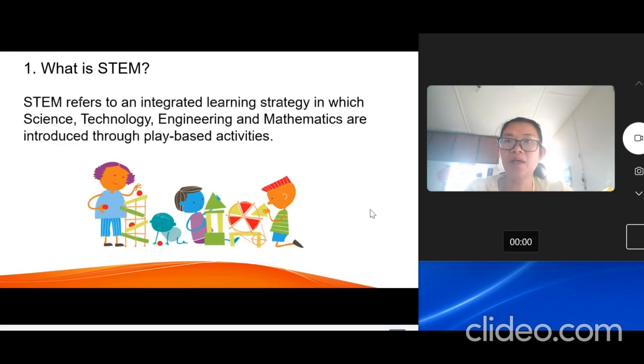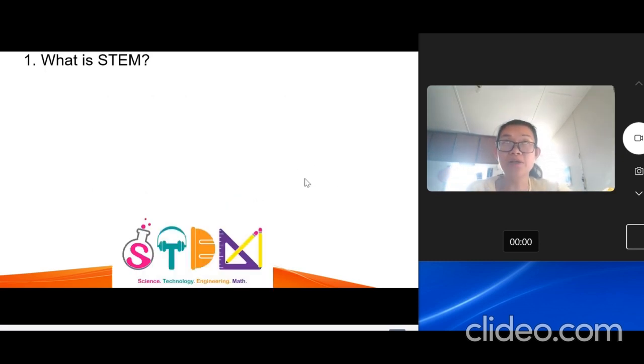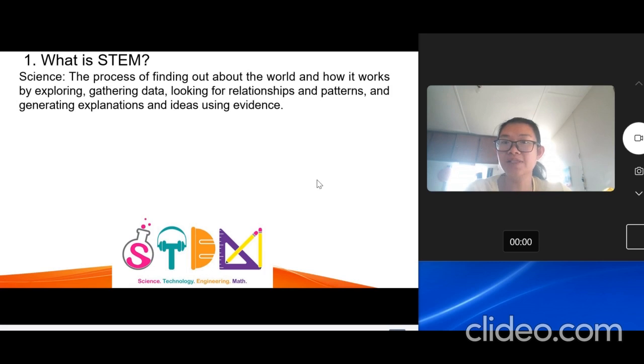So what is STEM? STEM refers to integrated learning strategies in which science, technologies, engineering, and mathematics are introduced through place-based activities. So STEM comprises four elements. For science, what is science? Science is the process of finding out about the world, how it works, by exploring, gathering data, looking for relationships and patterns, and generating explanations and ideas using evidence.